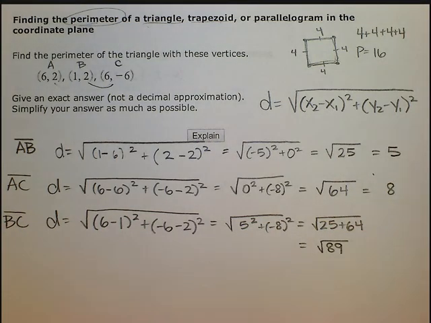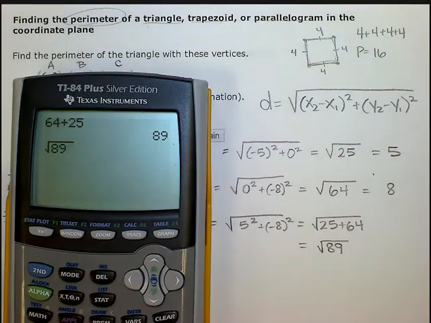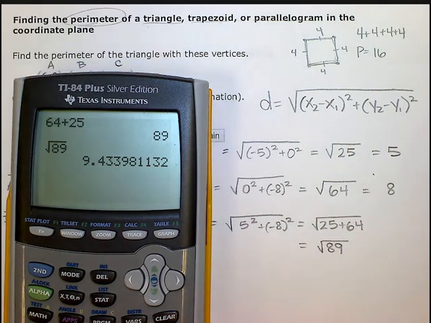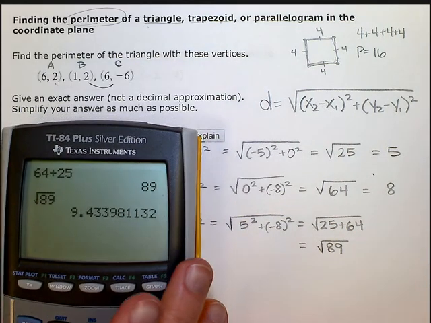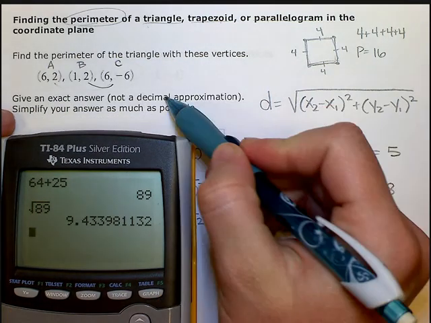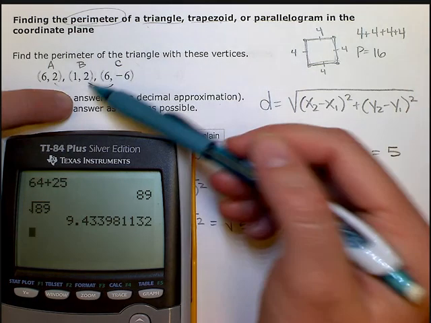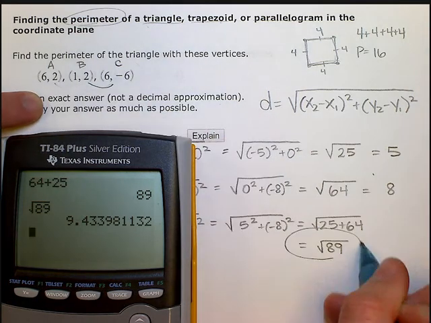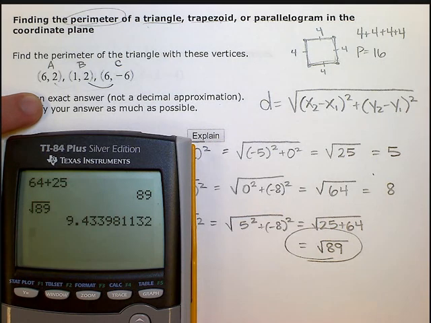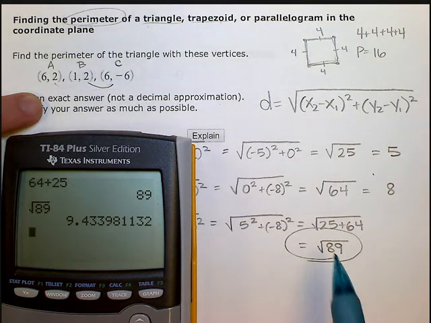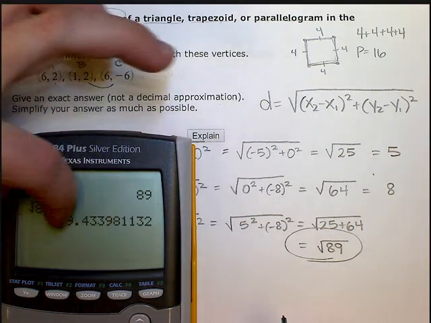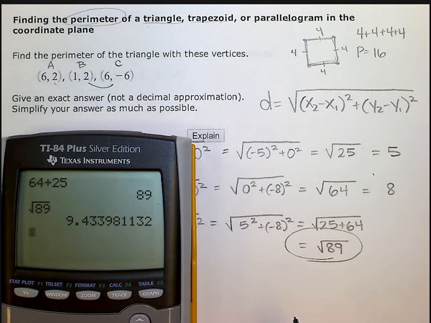But I'm going to go ahead and stop you right here because most of you will probably jump to doing this on your calculator. But we get this long, ugly decimal. And in the instructions, it says, not a decimal approximation. So when it wants an exact answer, it wants you to leave it in the square root form. Because this is an exact answer, because we wouldn't have to round as we would a decimal. Okay? So here's our exact answer, and that's the end of it.